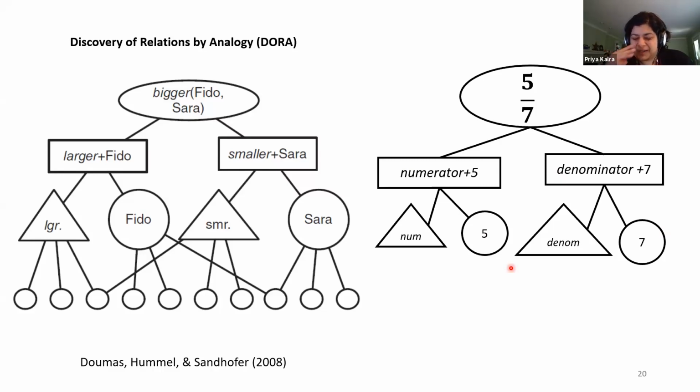Now it's interesting because 5 and 7 are actually abstract entities, right? They refer to the set of everything that's 5 and the set of everything that's 7. But they also have object level properties. They're odd, they're prime. That would be like here. And what if we considered a fraction as a relation with this type of relational structure? A numerator role and a denominator role, and you can only understand it by understanding the roles of numerator and denominator and how they interact.